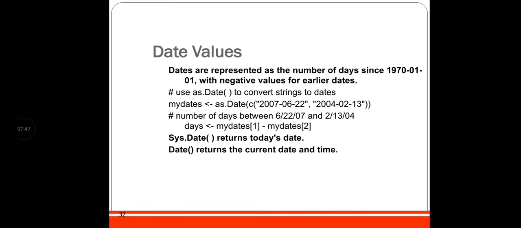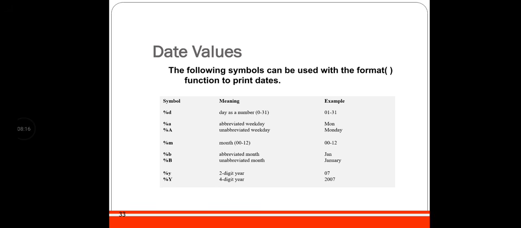Date values. Dates are handled using the Date data type in R. The as.Date function converts character strings into dates. Functions such as Sys.Date return the current date, while format allows dates to be displayed in different formats. Date calculations such as finding the difference between two dates are also supported. These are some of the formats supported by R programming.